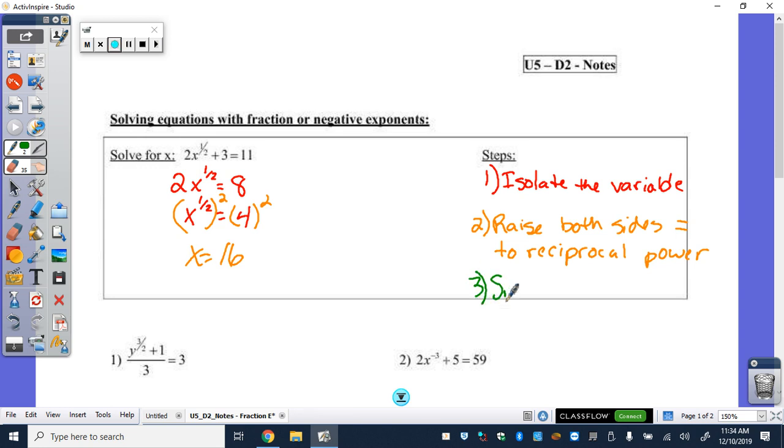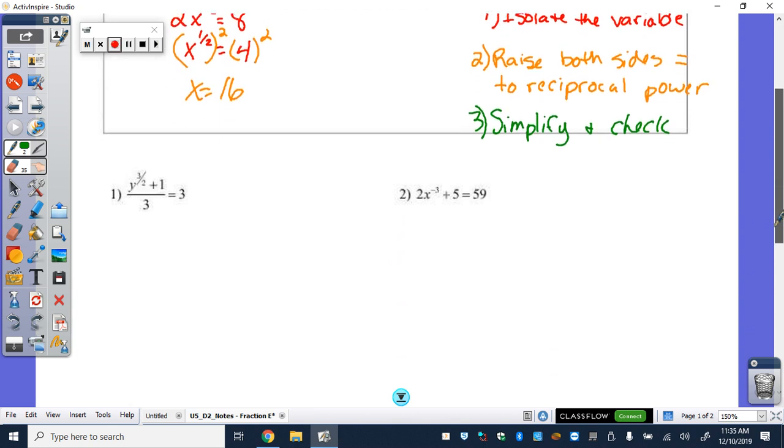So our third step is you simplify if necessary. And you always need to check your answer. So if I plug 16 back into my original, 16 to the 1/2, remember that means it's the square root of 16, which is 4. So then times the 2 is 8 plus the 3 gives me 11. So it does end up working out.